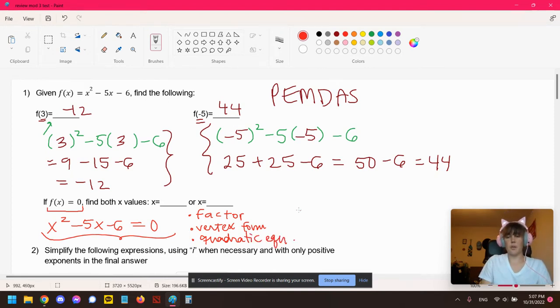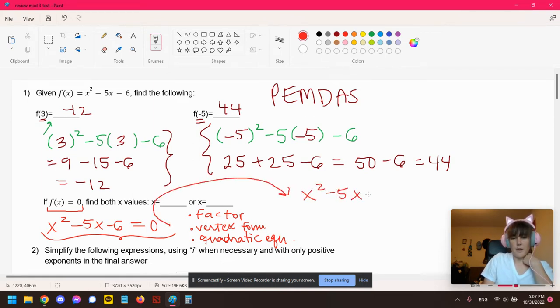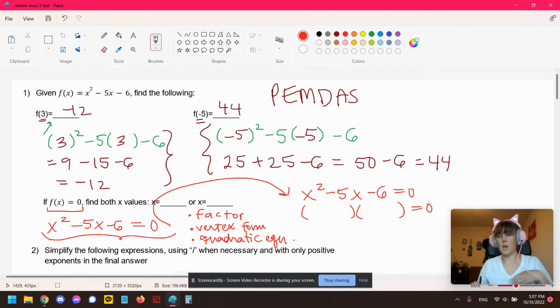I think the latter two are pretty overpowered, so I'm going to factor this. Over here, I've got x squared minus 5x minus 6 equals 0. I'm ready to factor because one of my sides is 0. Later in the review, I'll remind you that we have to set things equal to 0 before we can actually factor them, before we can do the quadratic equation, before they're pretty much useful at all.